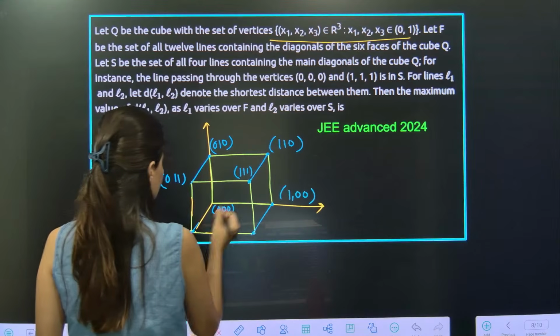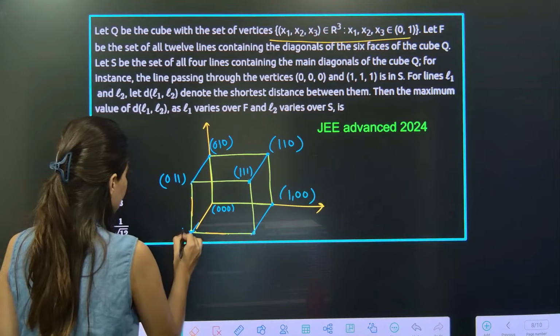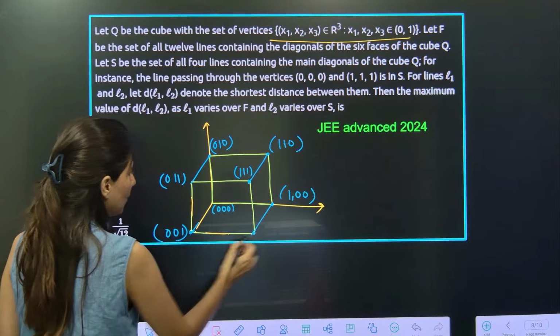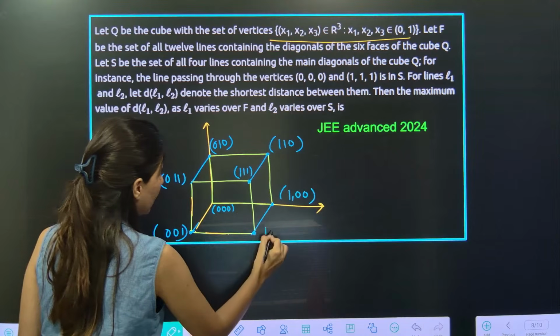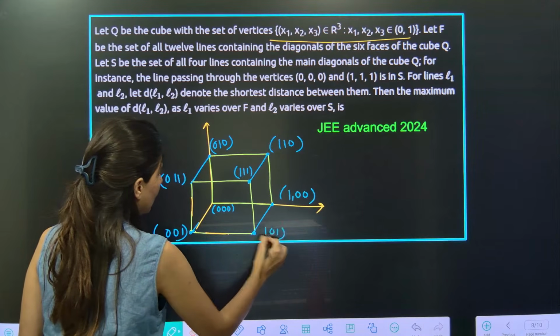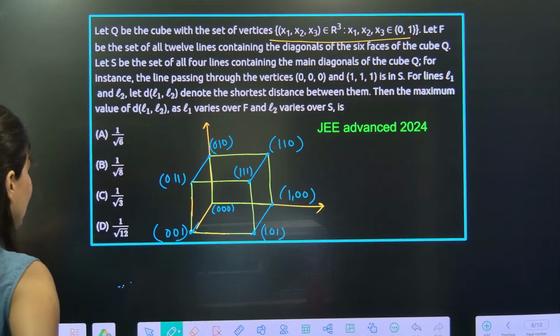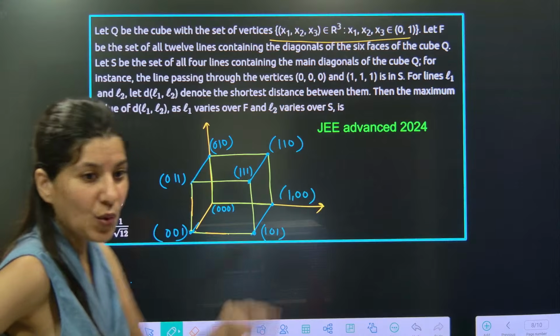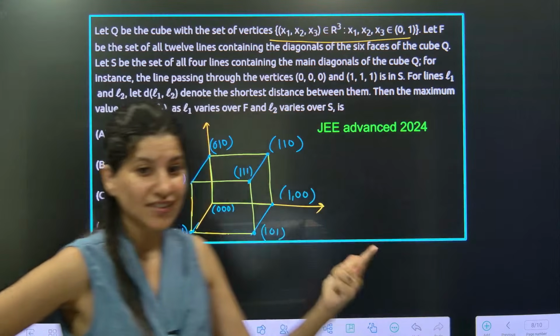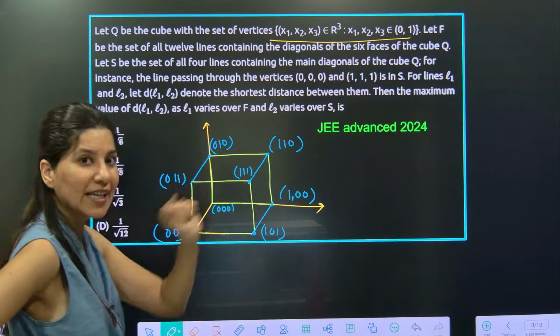What about this? This will be Z, except everything will be 0. And what about this? This is 1, then 0, then 1. Okay, tell me: 1, 2, 3, 4, 5, 6, 7, 8. Have you understood how I wrote all the vertices? See, I will tell you one.